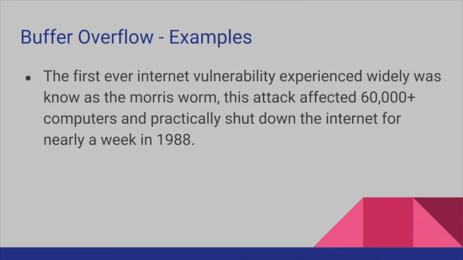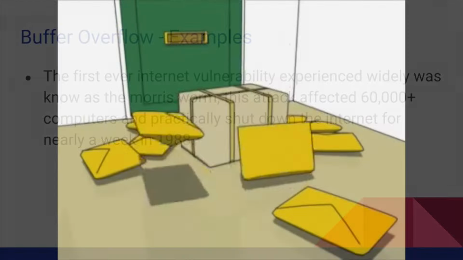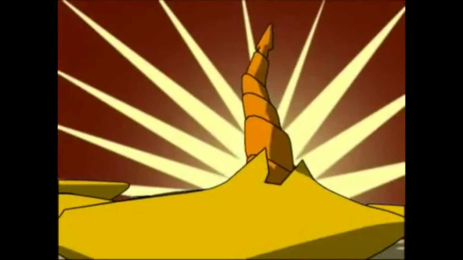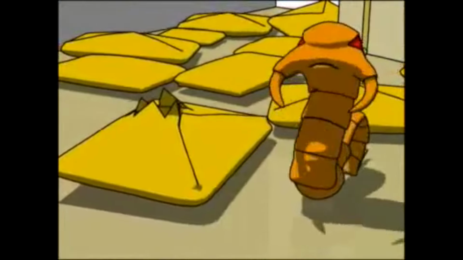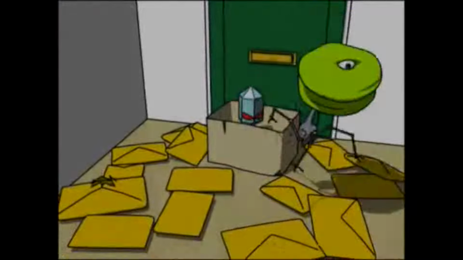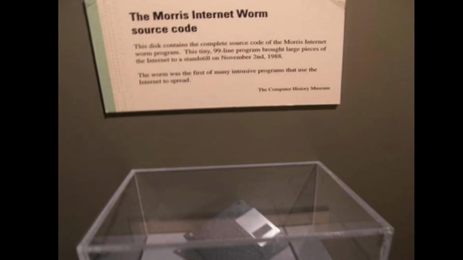One of the first ever internet vulnerability attacks that was experienced widely was known as the Morris worm, which used a stack buffer overflow to get itself running and cause computers to slow and buckle under the weight of unnecessary processing. This attack affected over 60,000 computers and practically shut down the internet for nearly a week in 1988.